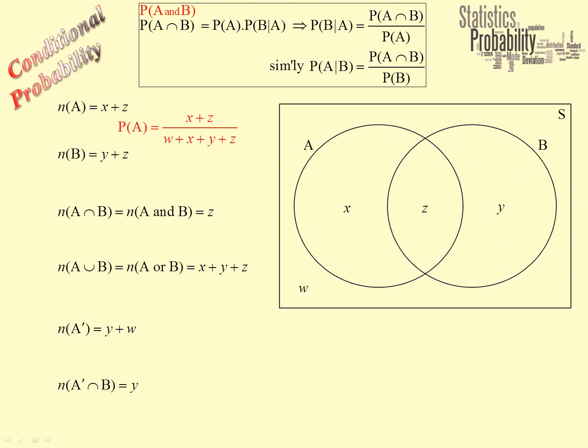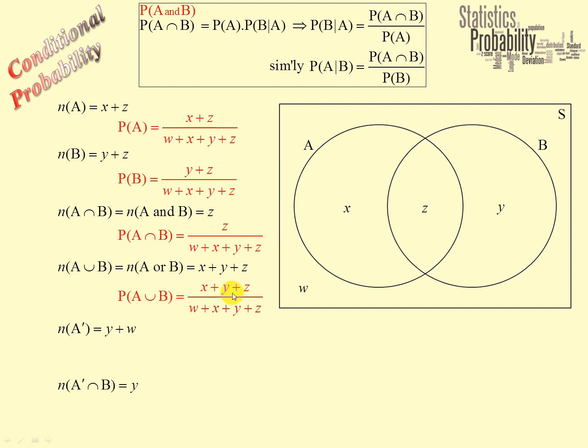So now, probability of A, well, that'll just be number of A over total number. Probability of B, same thing. Probability of A intersection B would just be number over total number. Probability of A union B.